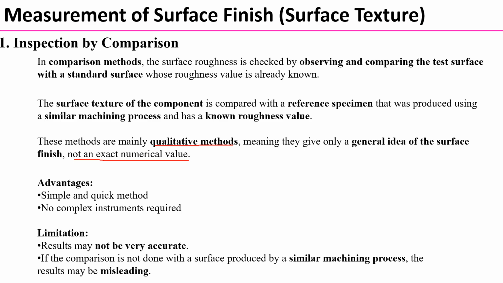Let's see the advantages of inspection by comparison. These are simple and quick methods, and no complex instruments are required. But similarly, this method also has limitations. One is that the results may not be very accurate. If the comparison is not done with a surface produced by a similar machining process, the results may be misleading. So in the comparison method, we have to compare the surface of the workpiece with a surface from a similar machining process. These are the advantages and limitations.